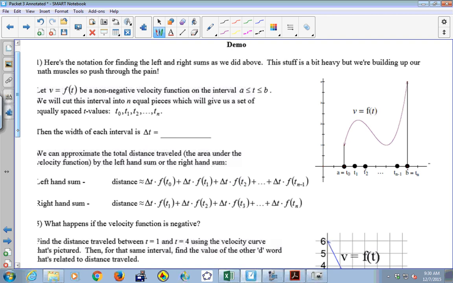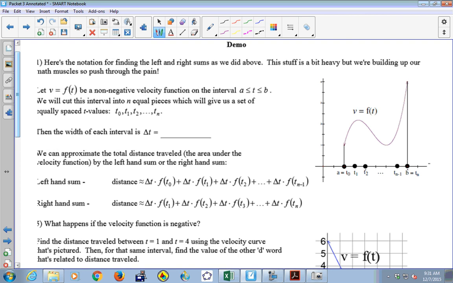I've got a generic function f over here, a generic velocity function f of t. And I've broken it up into intervals, and instead of picking like 0 to 10 or 5 to 20, I'm going from A to B. Okay. So I'm picking a random x value A and a random x value B, and I'm trying to find the area under that curve. So T is going to go from A to B, and I want to cut it into n equal pieces. So I'm going to go T1, T2, T3, and so on, up to Tn. Those are just my x values in between A and B, labeling them T sub whatever.